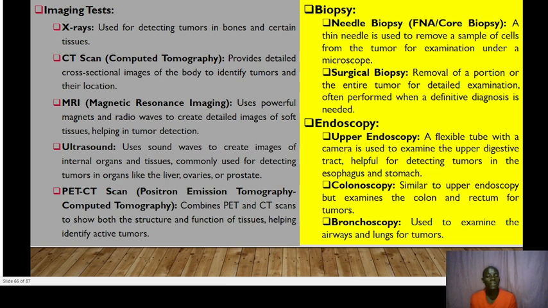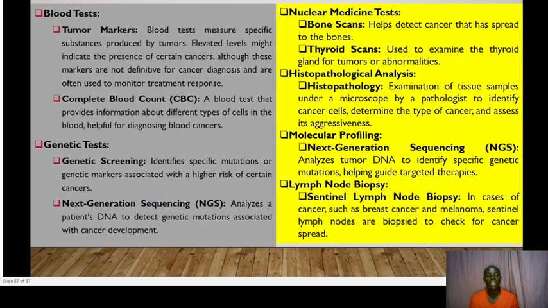Ultrasound uses sound waves to create images of internal organs and is commonly used for detecting tumors in organs like the liver, ovaries, and the prostate. We have PET, positron emission tomography. It combines the PET and CT scan to show both structure and function, helping to identify active tumors. We also have types of biopsies. We could do needle biopsy, surgical biopsy, or endoscopy, upper endoscopy, colonoscopy, and bronchoscopy for that matter.